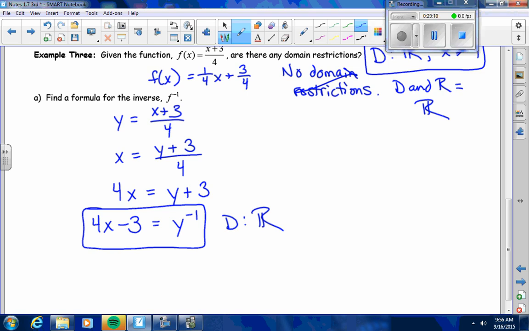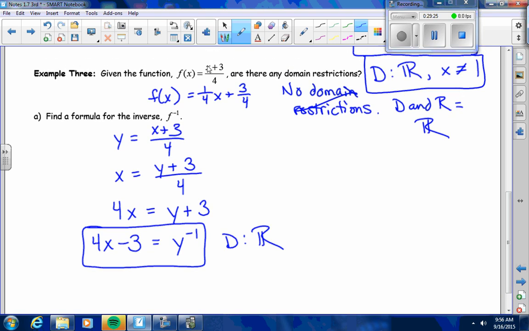All right, any questions on that? Okay. Yes. Oh, up here, no common denominator. It's just x divided by 4 plus 3 divided by 4. X divided by 4 is the same as 1/4 x. Okay, Dwayne?